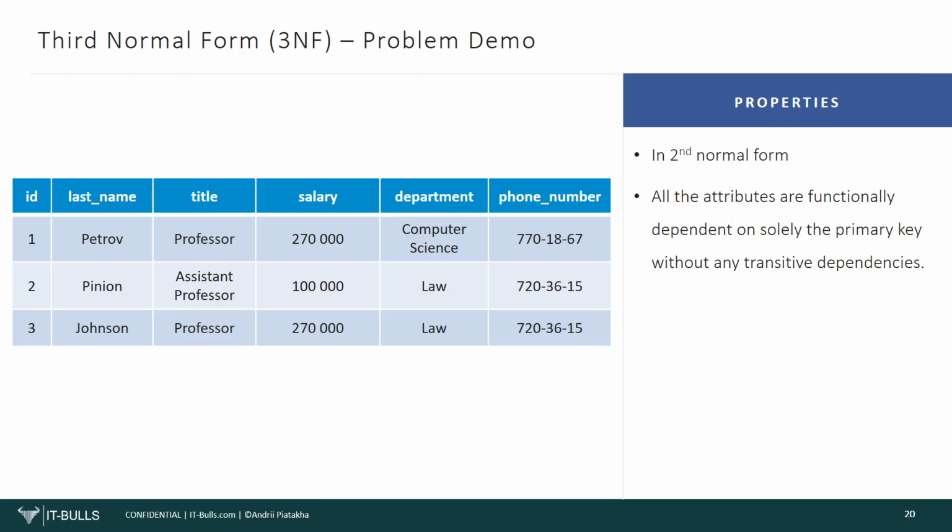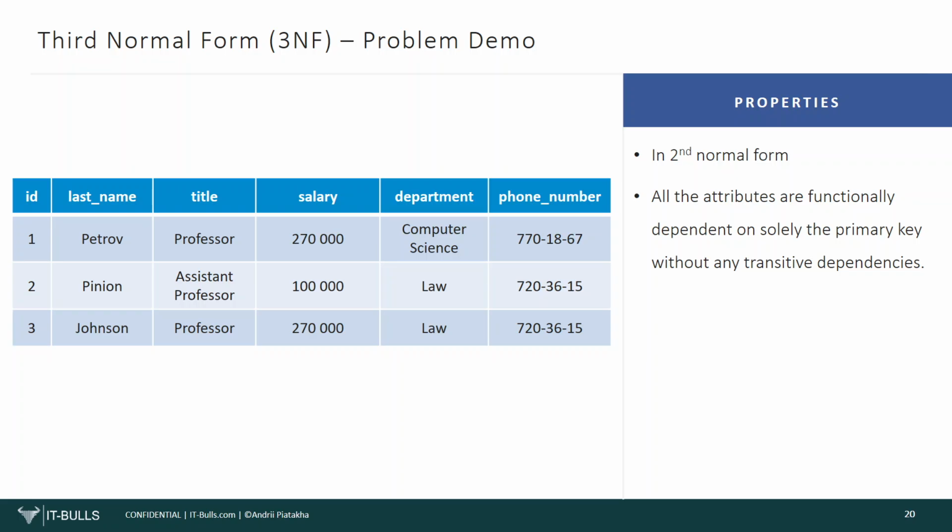Let's learn third normal form. A database relation is said to meet third normal form standards if all the attributes are functionally dependent solely on the primary key without any transitive dependencies. The idea of the third normal form is to not store data in tables that can be retrieved from other table attributes.